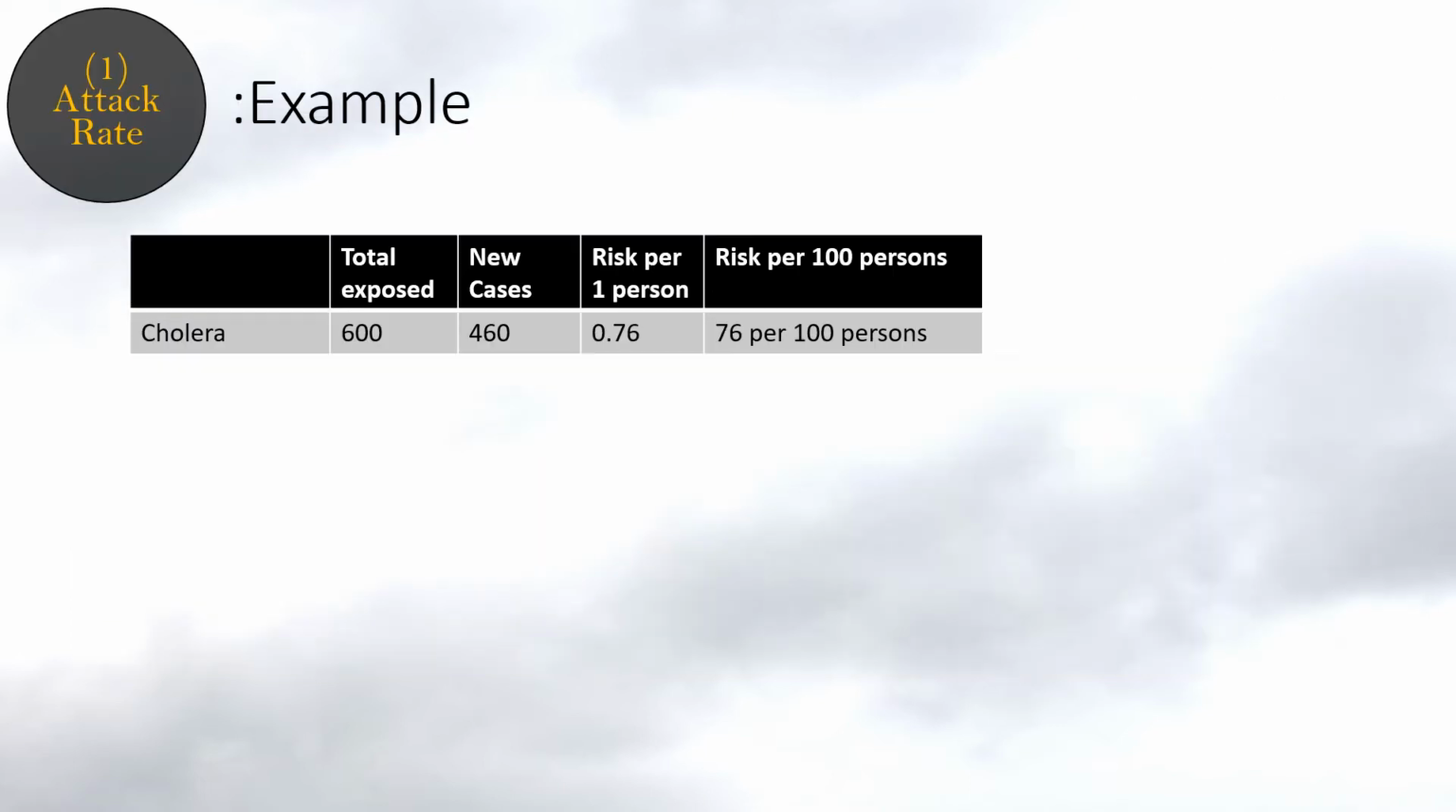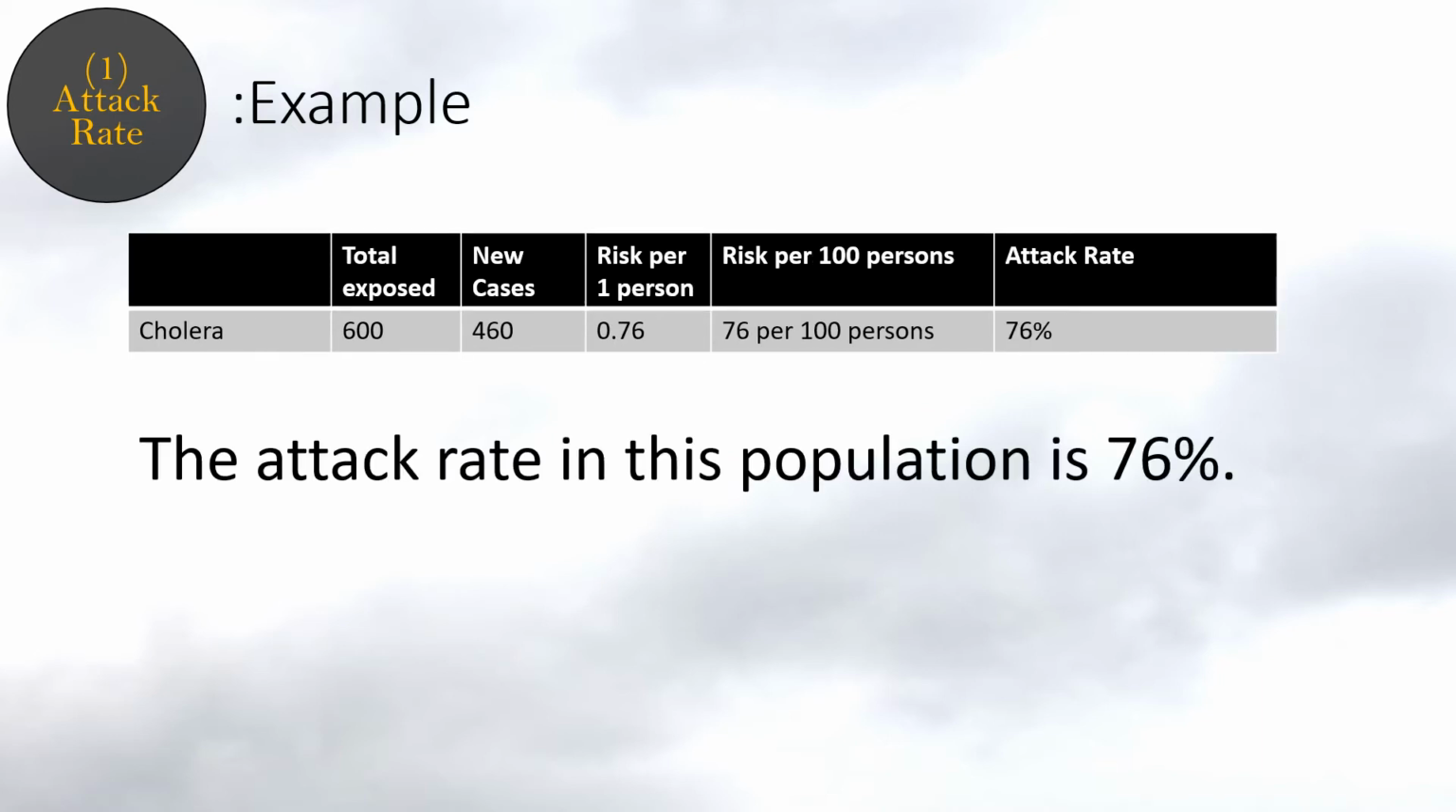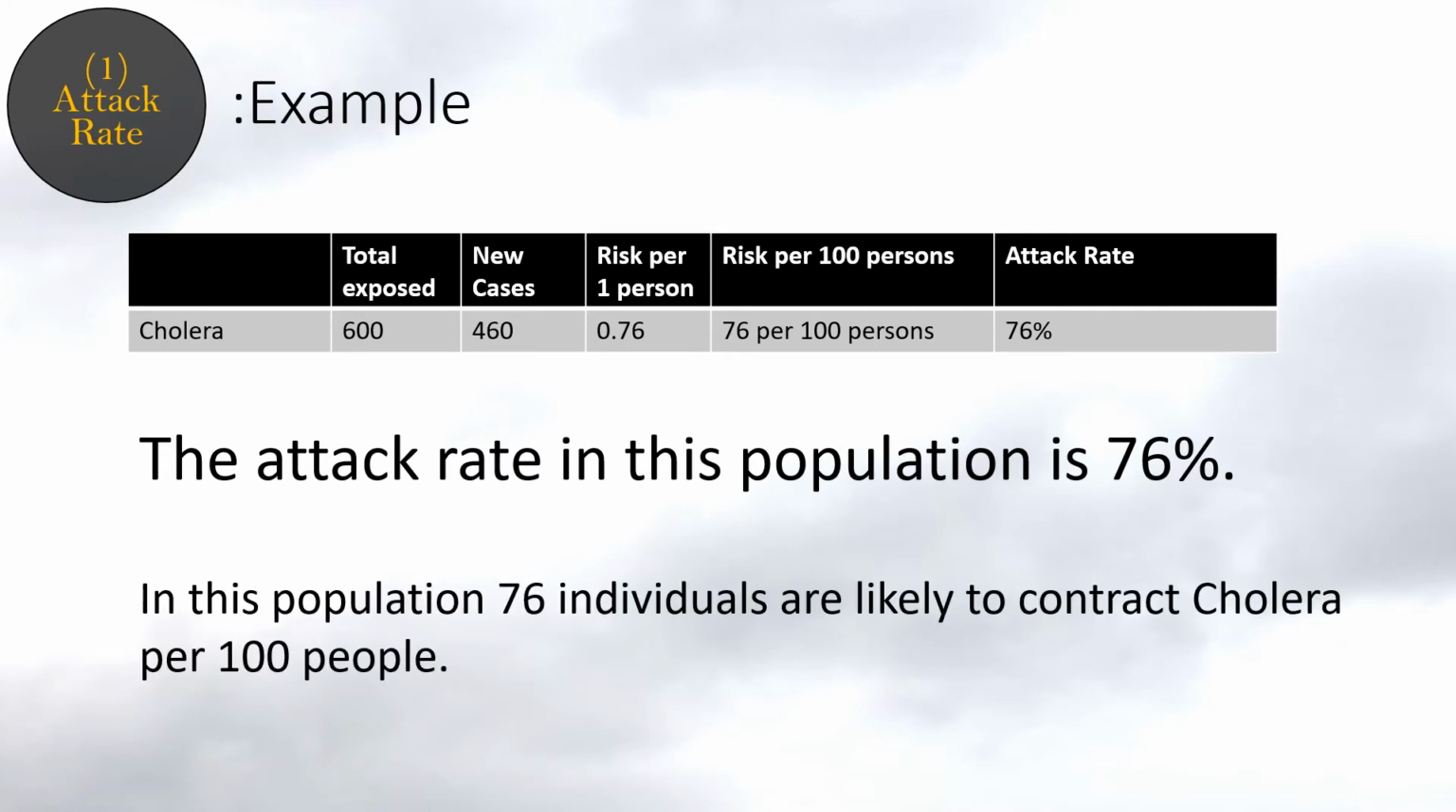That's how irritating the risk and rate being interchangeable actually is. Anyway, let's use an example just to make sure you've got it in your head. Cholera: total exposed, new cases, we've got risk per 1 person, risk per 100 persons, and an attack rate, 76 per 100 people. You've already times it by 100, so it's 76%. The attack rate in the population is 76%. That's it. In this population, 76% of individuals are likely to contract cholera per 100 people.